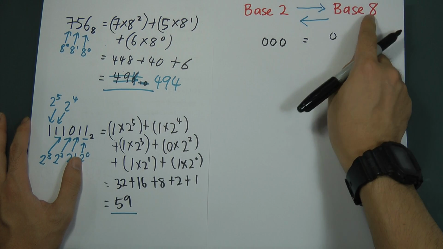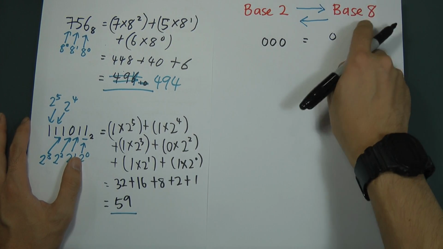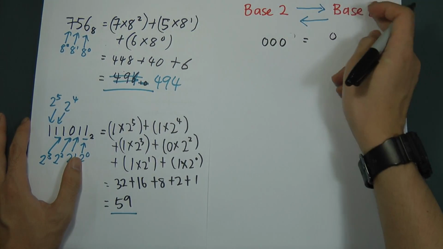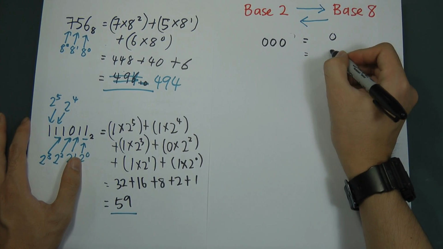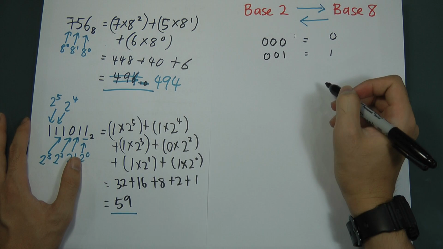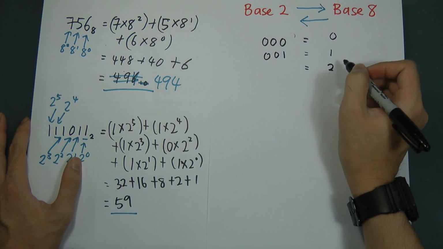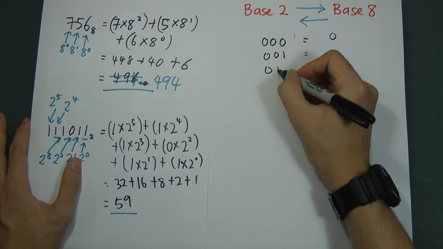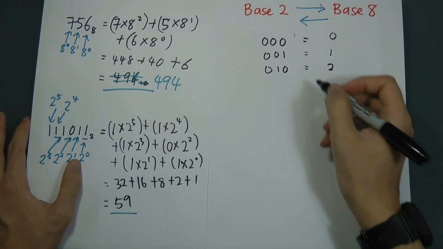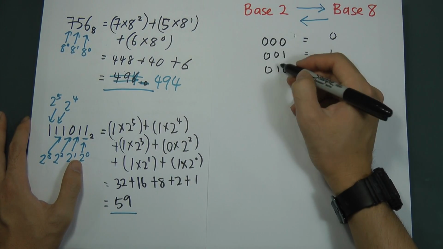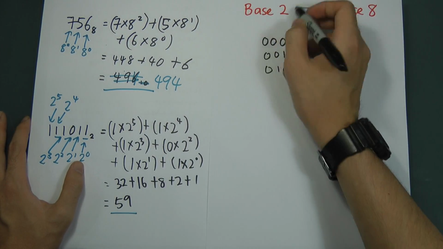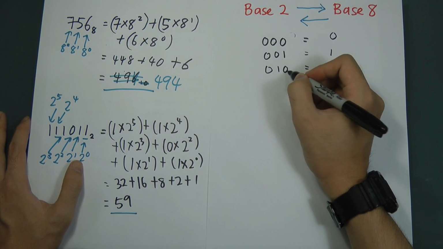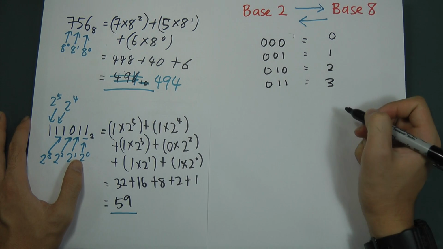Base 8 digits 0 to 7 correspond to base 2 with three digits. Imagine 8 is 2 to the power of 3, so they will have 3 digits in base 2 and 1 digit in base 8. So the 1 in base 8 will be 001 in base 2. So 2 in base 8 will be plus 1, you will get 010, because 2 in base 2 is called 10. In base 2, you can never see 2 in it. So 3 will be 010 plus 1 again, you get 011.